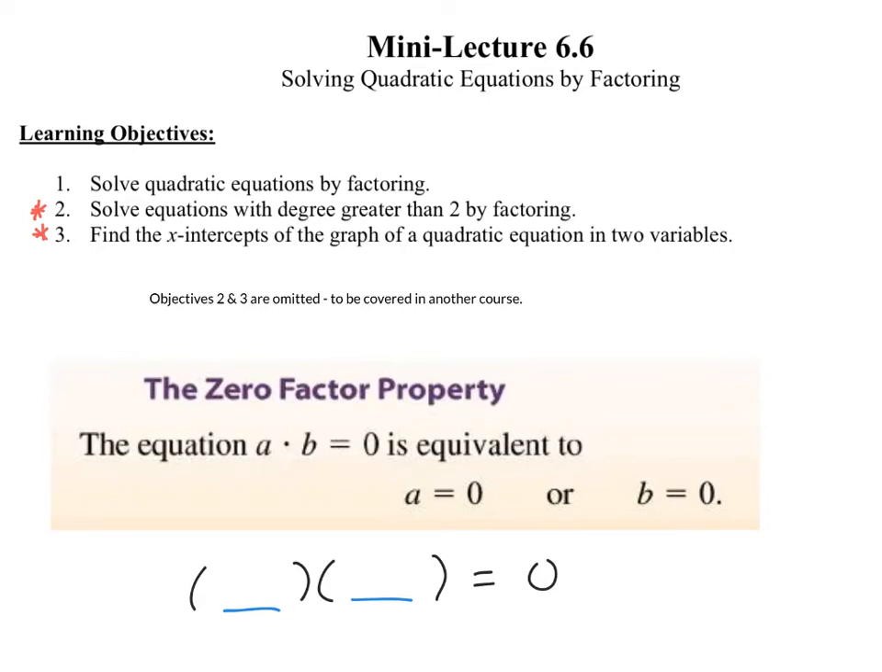Now it is important that we remember that you must have a 0 on one side of the equation in order to apply the zero factor property. This is also called the zero product property because you have the product of A times B, where A and B are both factors.